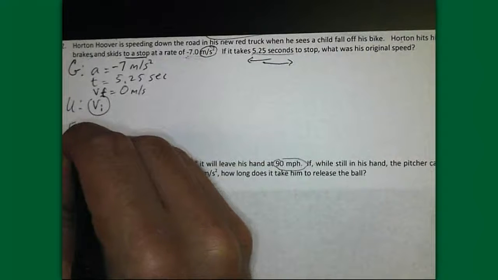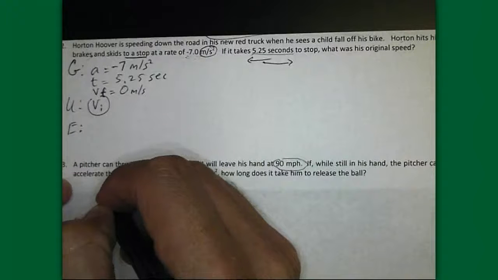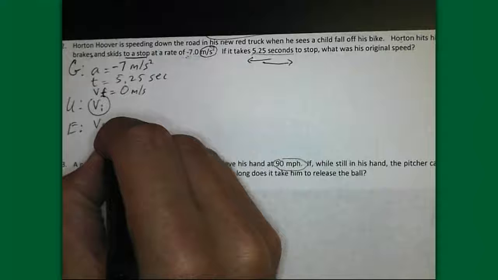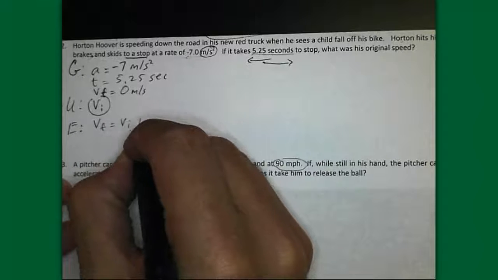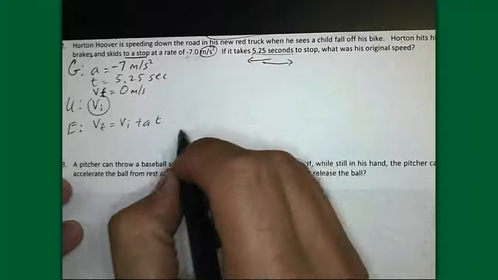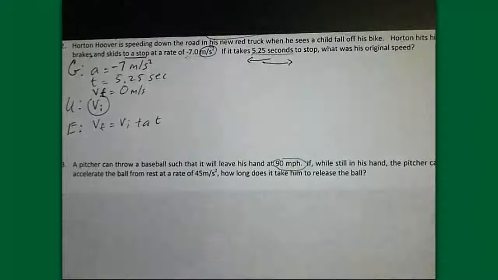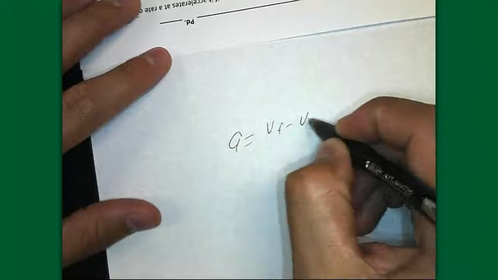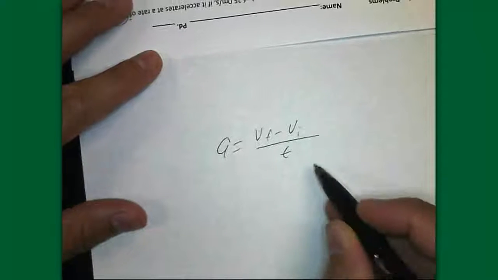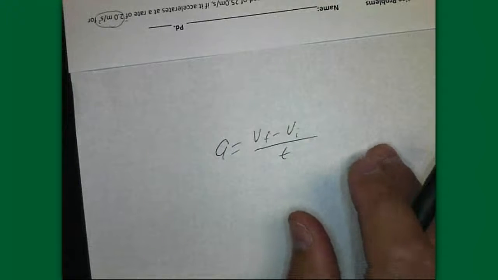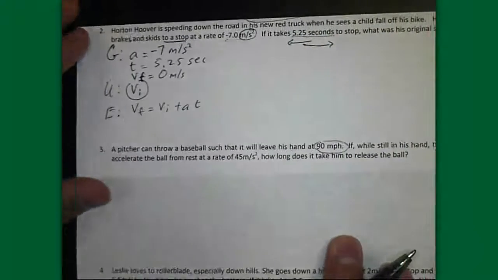The equation here: we're looking for VI, the initial velocity. I'm going to choose to use this equation. You don't have to. You can use our other one, that's A equals VF minus VI divided by the time. You can use that. It's maybe a little bit tougher for you to do in terms of algebra, but you'll get the same answer if you do the algebra correctly. I'm going to choose to use this one.